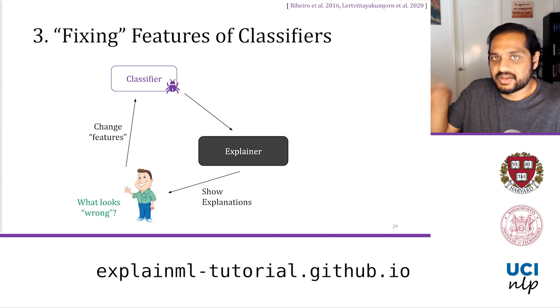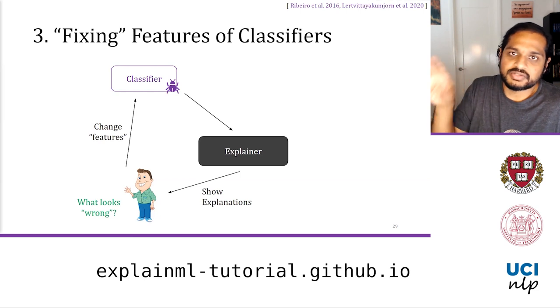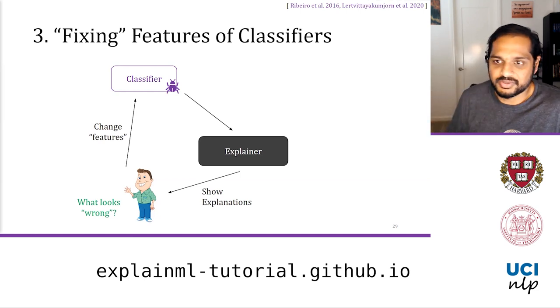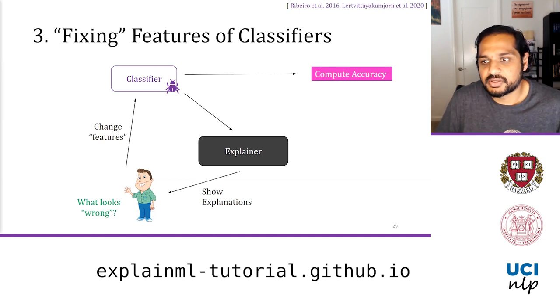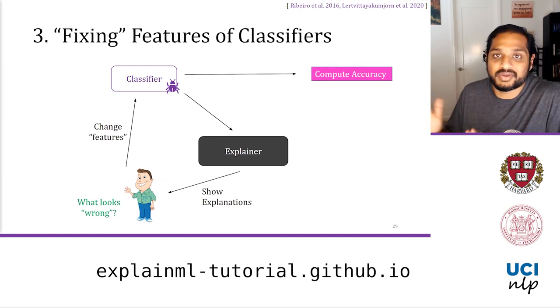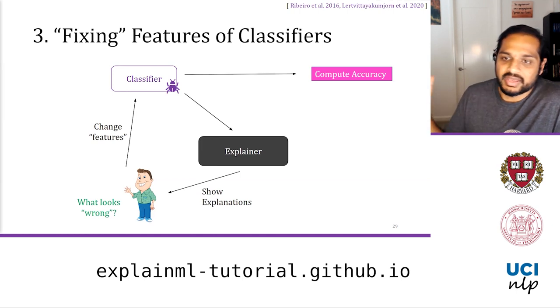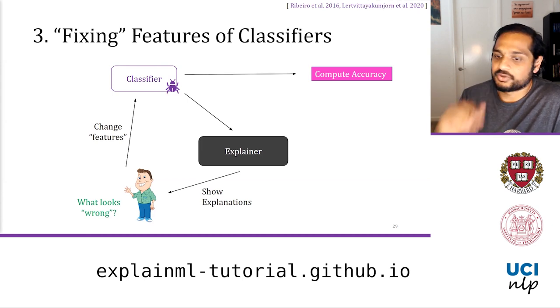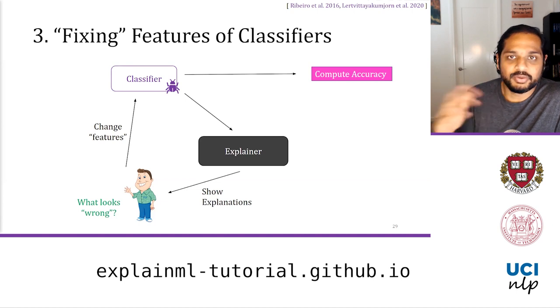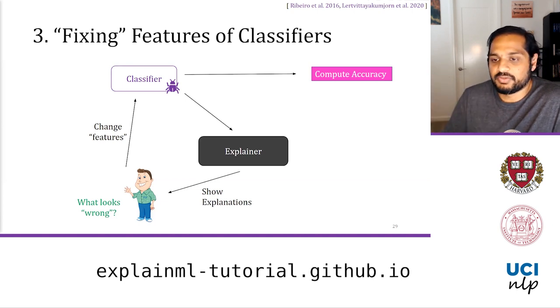And you can iterate over it. You don't have to do this just once. You get a new classifier, you can run through this again, and essentially compute the accuracy of the classifier on some held out data that you trust, that you think is clean, and you show that the accuracy is going up. So even though the user may not know feature engineering directly, may not know much about machine learning, they're still able to annotate these explanations to give you a better classifier.